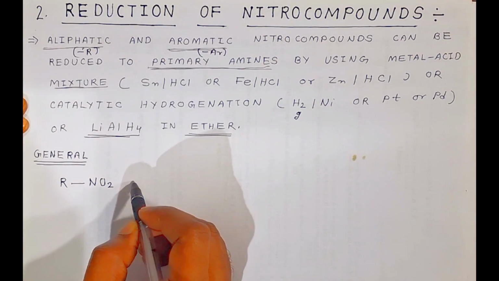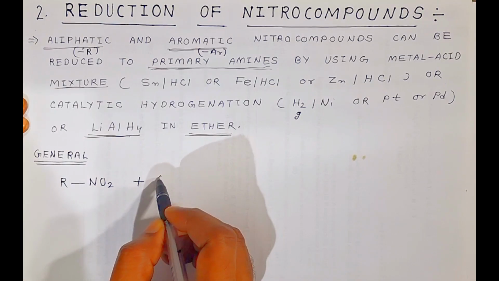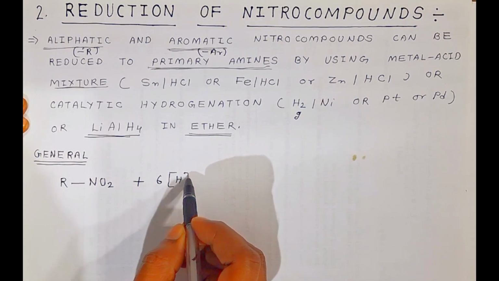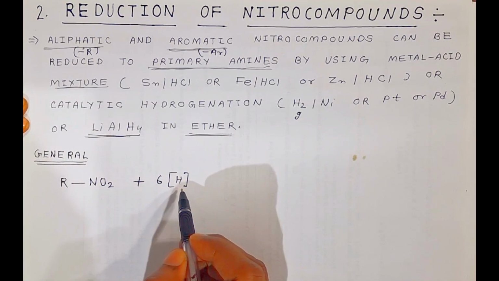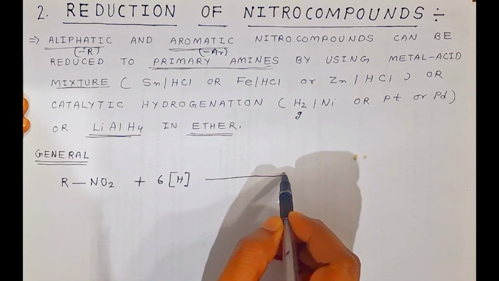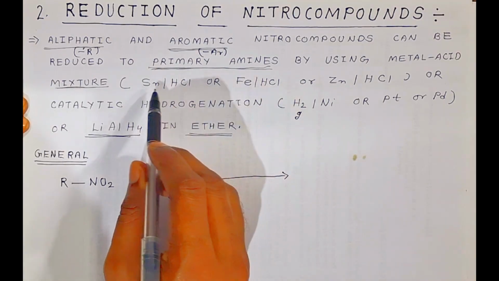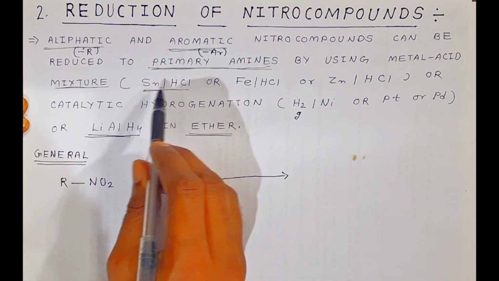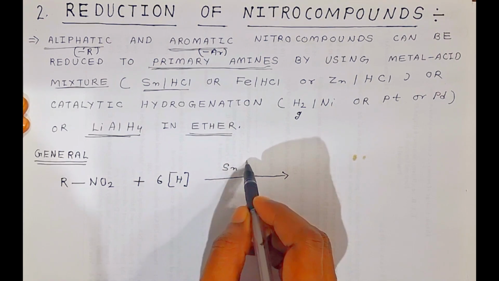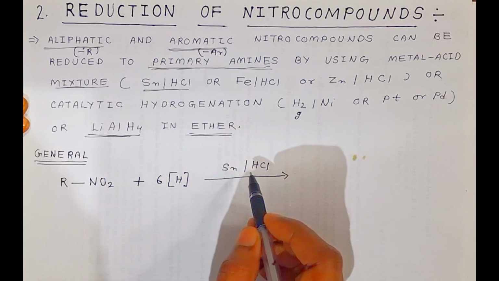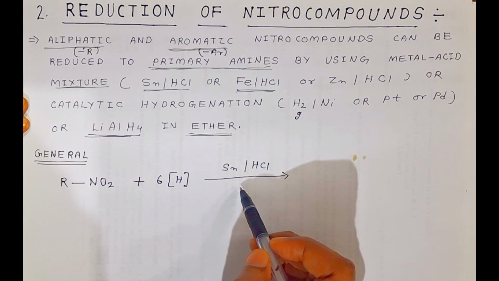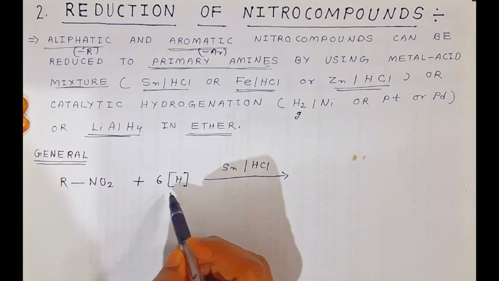Now it will combine with 6 nascent hydrogens. We write like this, putting the hydrogen inside a box. They are very reactive hydrogens. Now how did you get this nascent hydrogen? You can get it from the metal acid mixture: the first is metal and the second is acid. So you can add stannous in contact with HCl, or iron in contact with HCl, or zinc in contact with HCl, and they will give you nascent hydrogen.